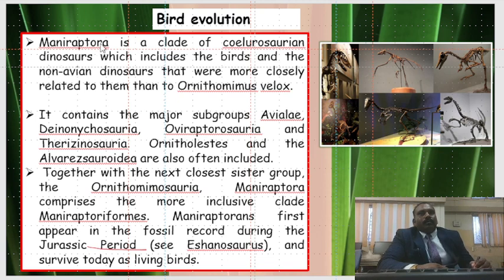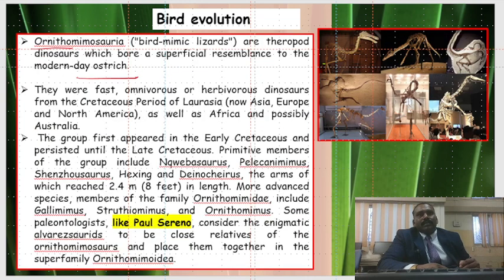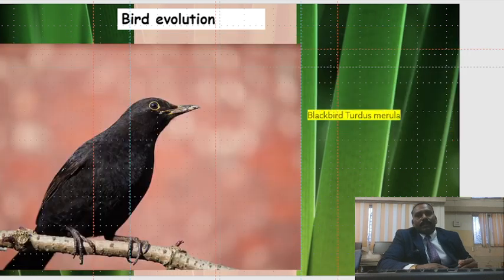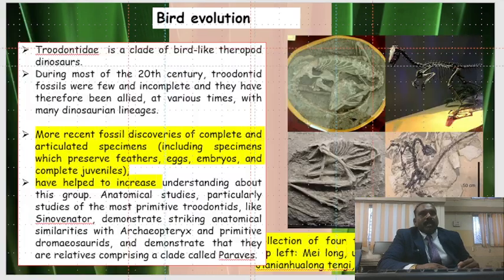The Maniraptora is a clade of the Coelurosaurians. This is also what Paul Sereno considers the significant superfamily of the ornithoclades. This is a bird, and that is a blackbird, that is a true dotted clade, and the bird-like theropods.